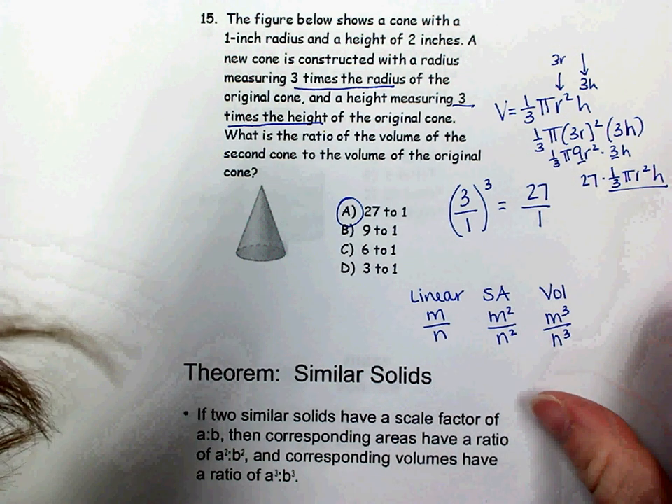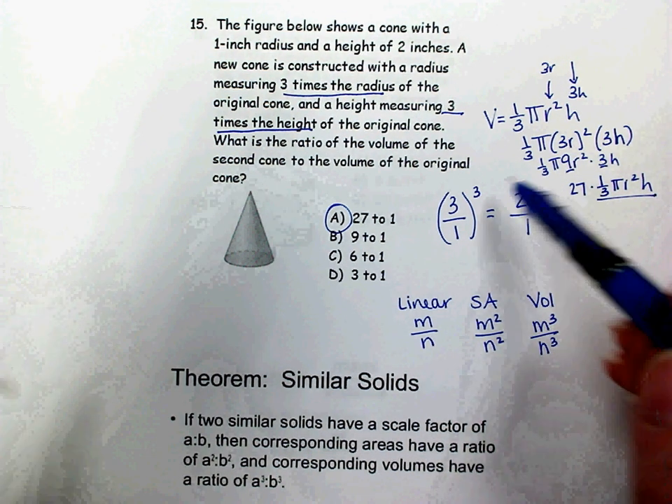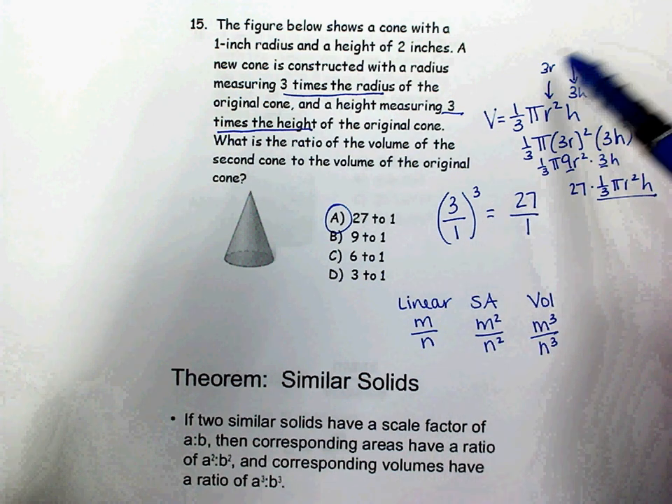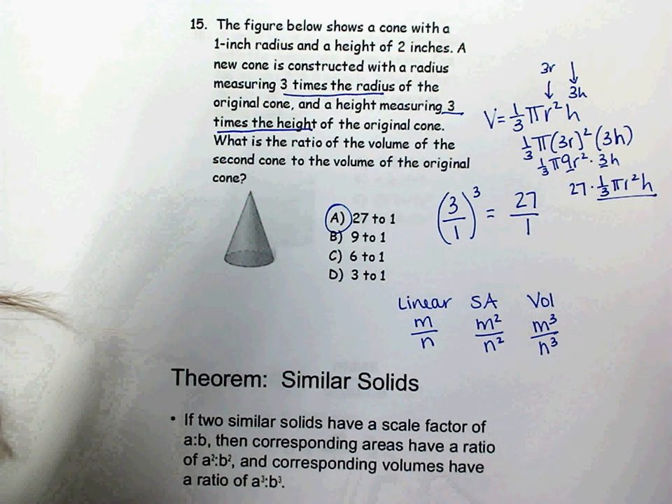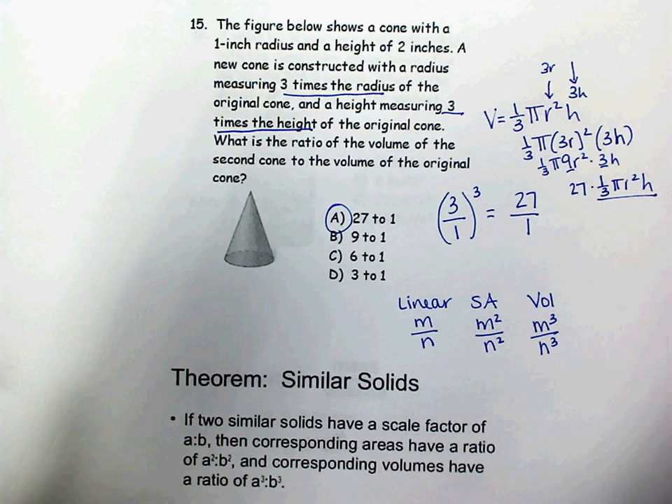So several different ways that you could work this problem, this being the easiest, this being the next easiest, and probably the hardest would be finding the two separate volumes and comparing them that way.